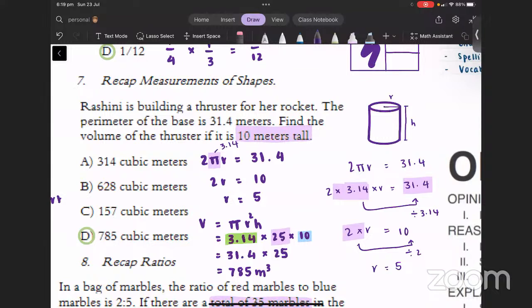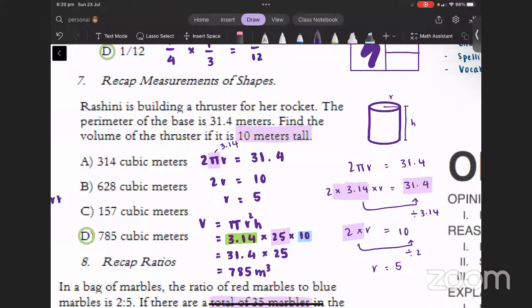And then we want to know what is the volume of this thruster. The formula for that is pi r squared h. So it's pi times the radius squared. In our case, the radius is 5, so 5 times 5 is 25. And then the height, we're told in the question, is 10 meters. So we're going to multiply 3.14 by 25, which is 5 squared, and then the height, which is 10. So 3.14 times 25 times 10.